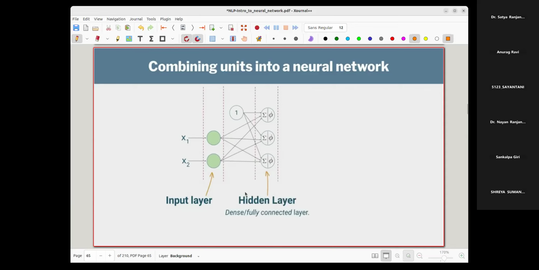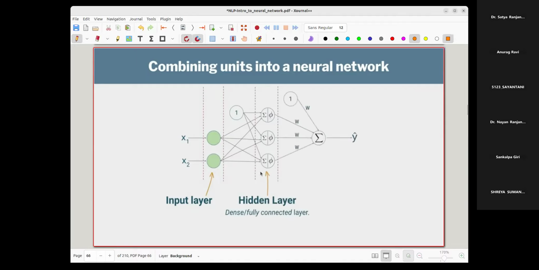Between the input layer and the output layer, there can be many hidden layers. Here I have created one hidden layer, and in this hidden layer, the number of neurons I have decided is 3. So this 3 is called the width of the layer. The width of the layer means how many neurons are present in that layer. And there can be many hidden layers.